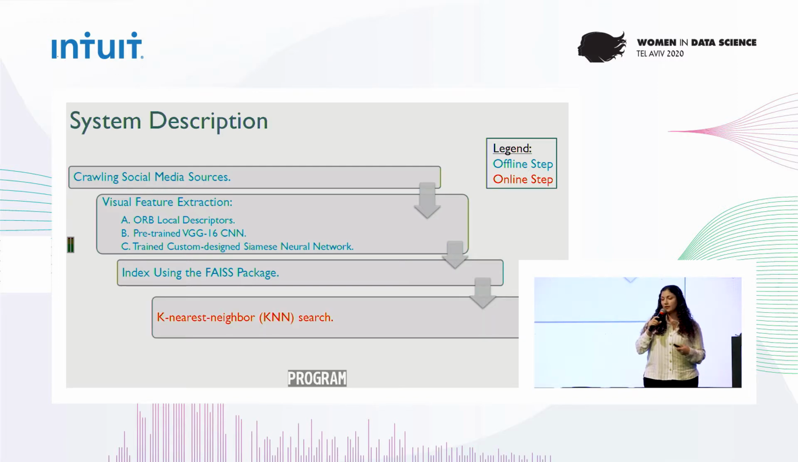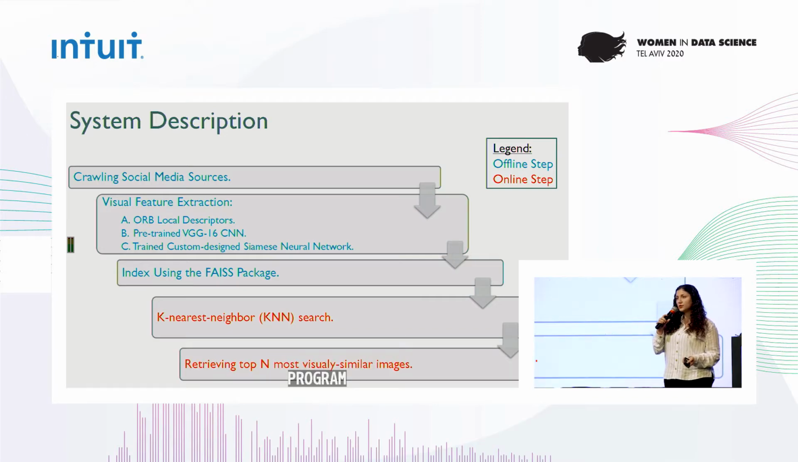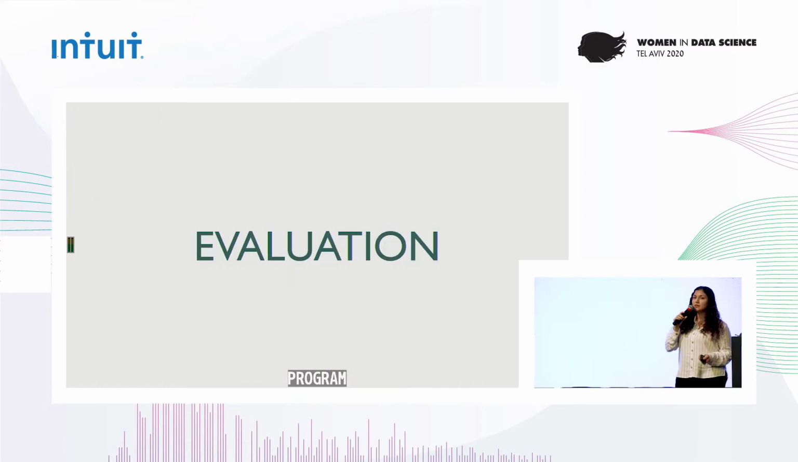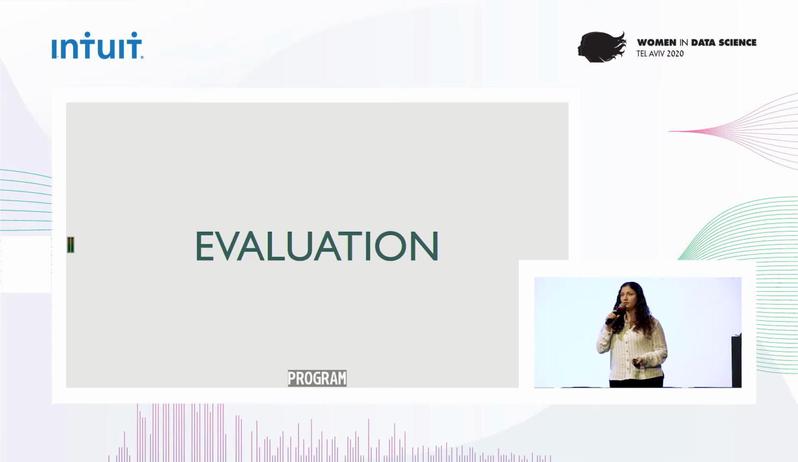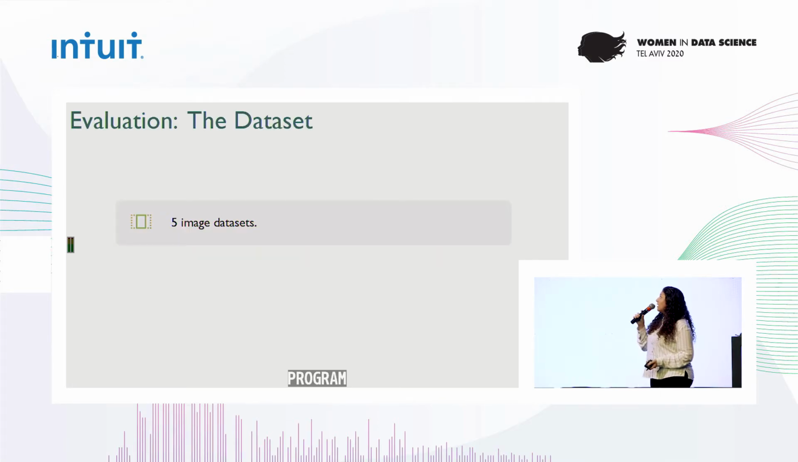We are using the k-nearest neighbor search and retrieve the top n most visually similar images to present them to the user. So now that I explained how we did it, let's see what our results were. Let's see some benchmarking. We have 5 datasets of images.